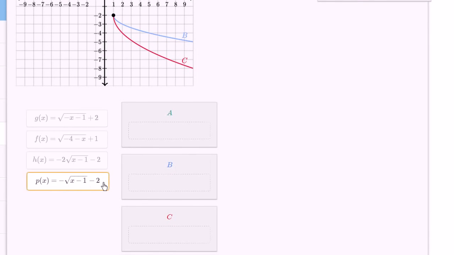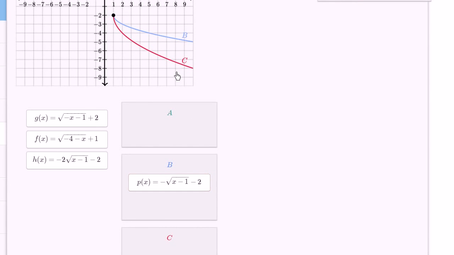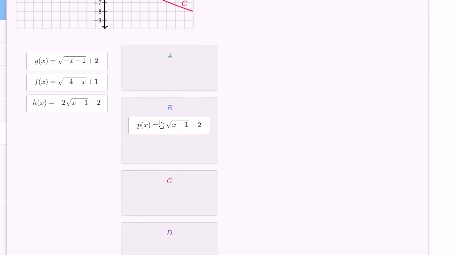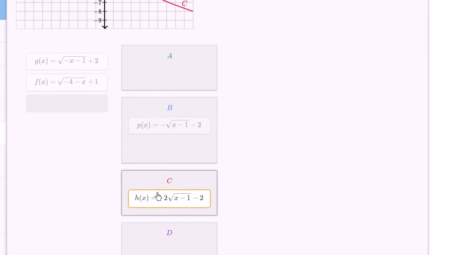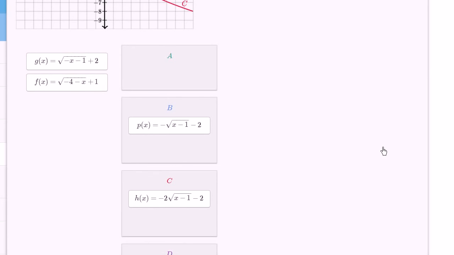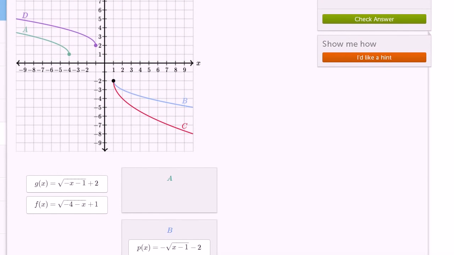So it's pretty clear that graph B corresponds to the one that doesn't have the 2 out front. So this is graph B right over here. And graph C corresponds to the one that has the negative 2 out front. So now we just have to think about these two equations and match them to these two graphs. Both of these haven't been flipped around the horizontal axis. They've been flipped around the vertical axis.